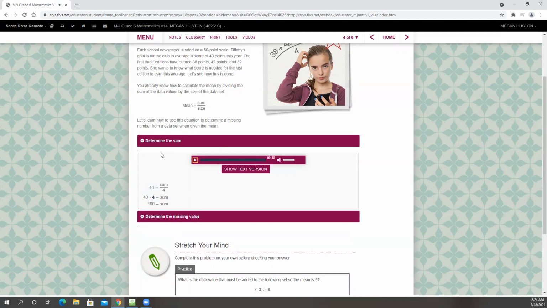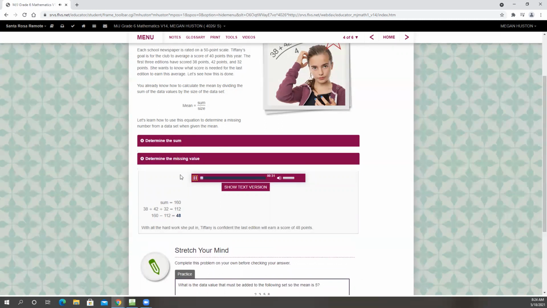So we already have 3 scores, but we're going to have 4 total. That's why our size is going to be 4 here. So we want our mean to be 40. So to get what our sum should be, we take 40 times 4 to get 160. So when we add up all our numbers, we want to get 160.